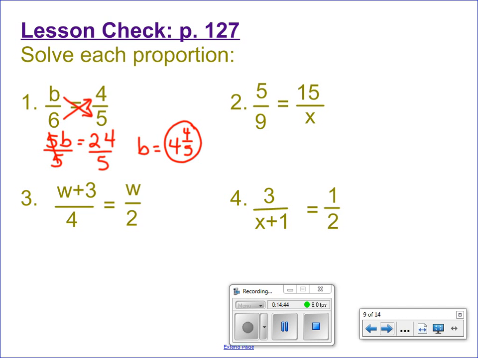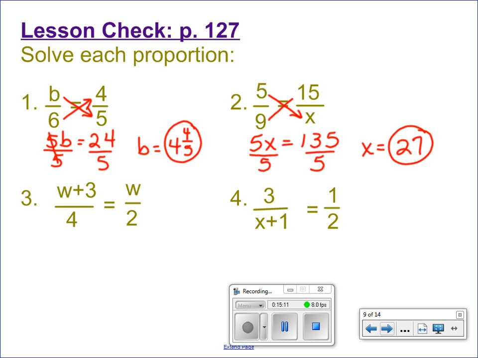All right, number 2. Again, let's cross multiply. 5 times X is 5X. On the other side, 9 times 15 is 135. Dividing each side by 5 to isolate the x, I get x equals 27.